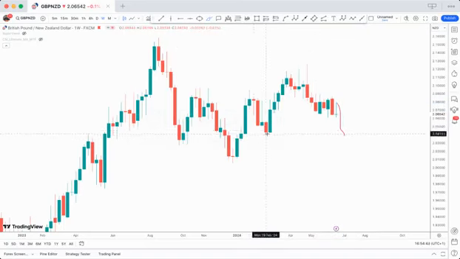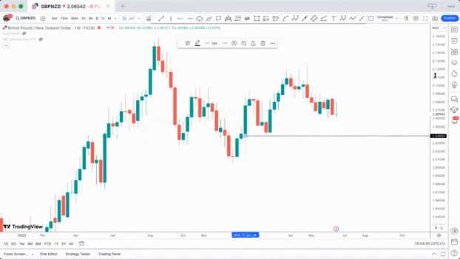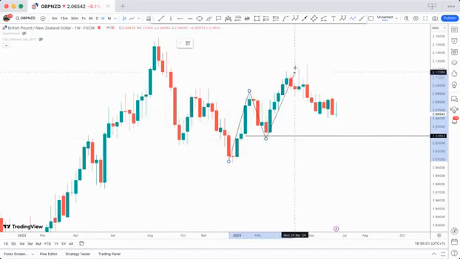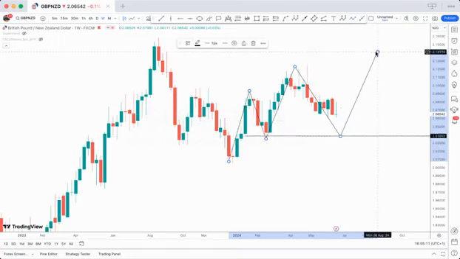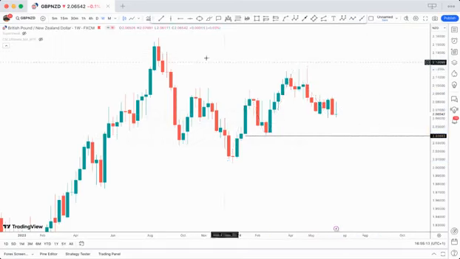I don't think the market would want to break below this support, because this is the major higher low, and then we could have something like this. We have this high, this low, this higher high, this higher high, and then this higher low. So now this higher low that is currently in motion could actually get to this level and then continue to the upside.